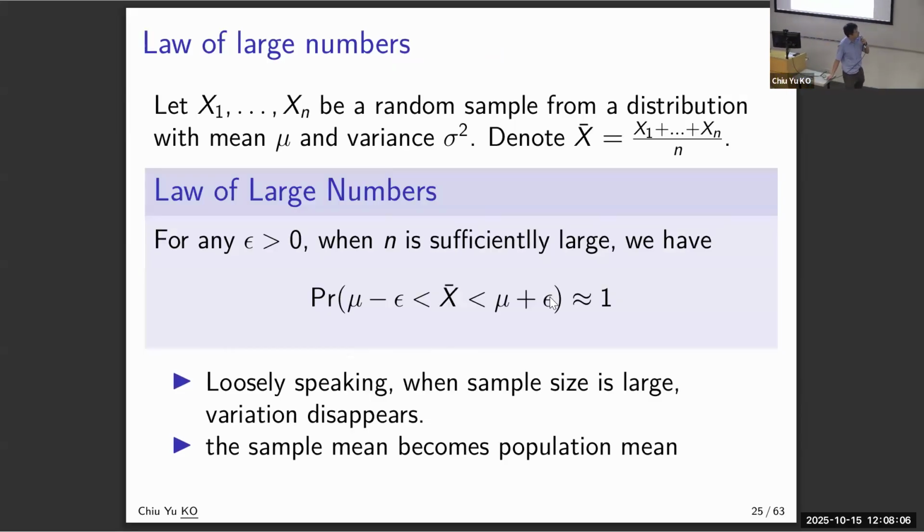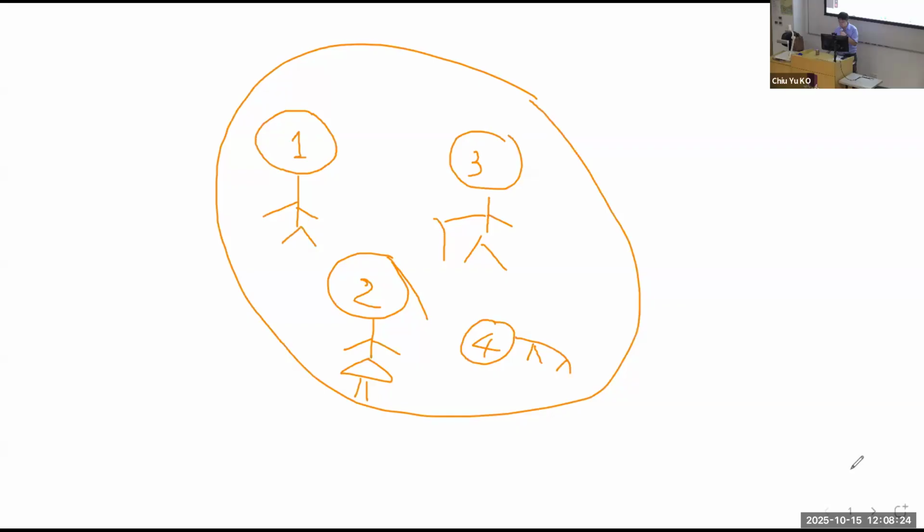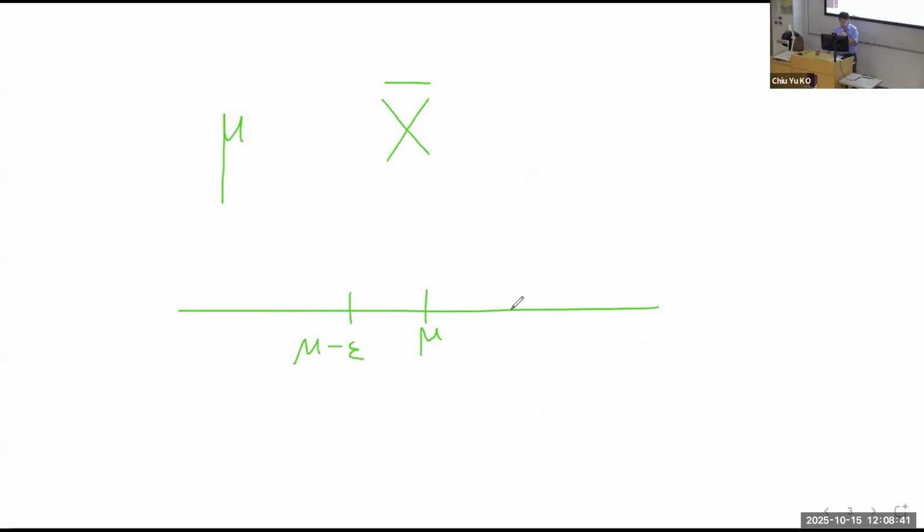So formally, what's the law of large number? It just says the probability that the random variable is within a small distance from mu will be 1. What does that mean? It means the following. Remember, mu is a fixed number. What varies is this guy. So this is mu, which I don't know. But I can have mu minus epsilon, a small number, as small as you want.